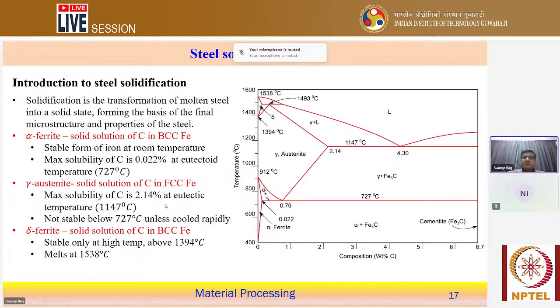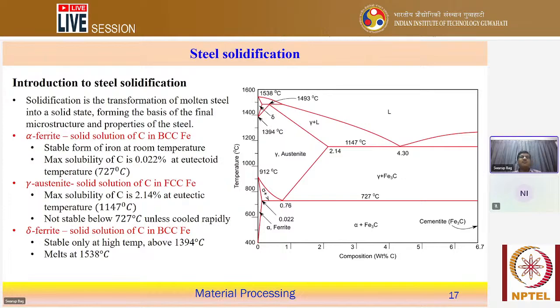Now, we will look into steel solidification as well. When you look into the basic structure of steel, the iron carbon equilibrium diagram gives some understanding of the different phases present. Different temperatures and compositions produce different phases. For example, here we can find four single phase structures: the liquid phase, delta ferrite, alpha ferrite, and gamma austenite. These are all single phases existing at different temperatures and compositions. Alpha ferrite is basically the stable solid solution of carbon in BCC iron.